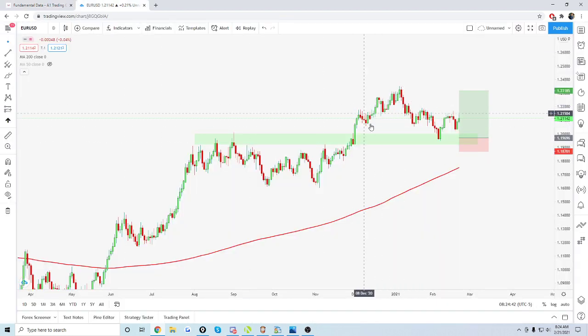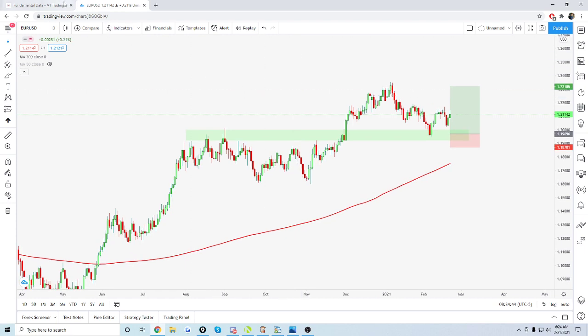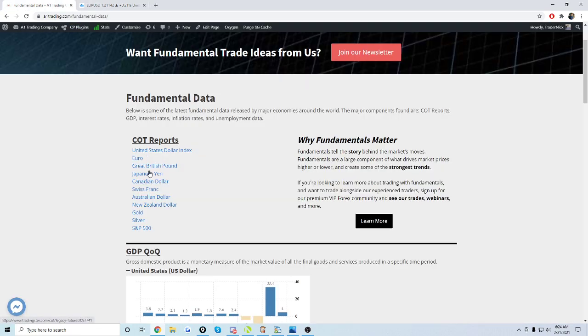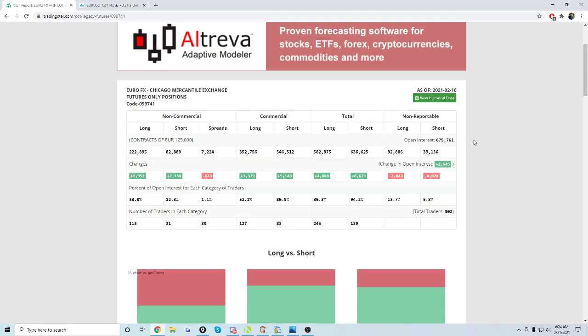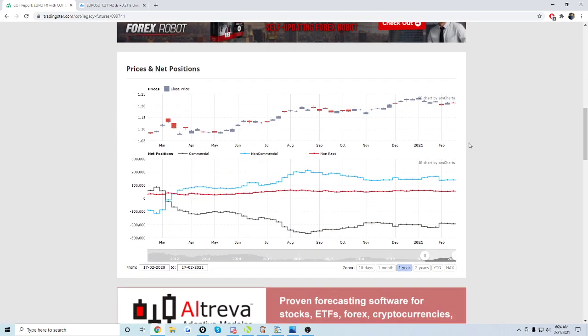So I mentioned that we're going to be taking a look at the Euro USD first. Why don't we start by looking real quick at the economic data that we have on the euro. So if we go to the euro here and we look at the COT reports, if you're not super familiar with them, I have videos on them, but generally speaking, they tell us what big traders or big institutions, what their positions currently are overall in the US.